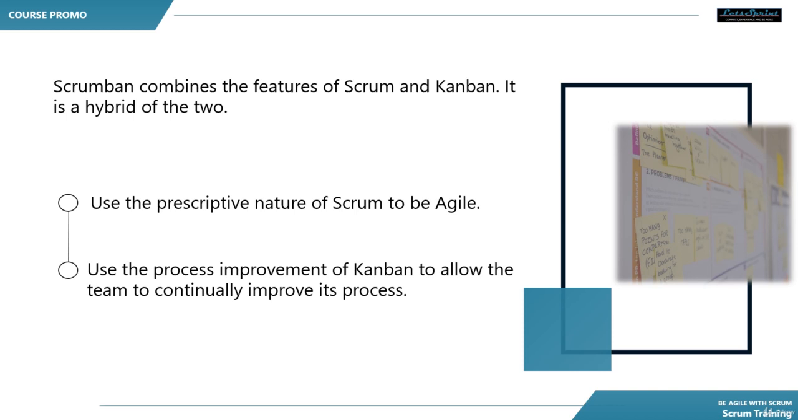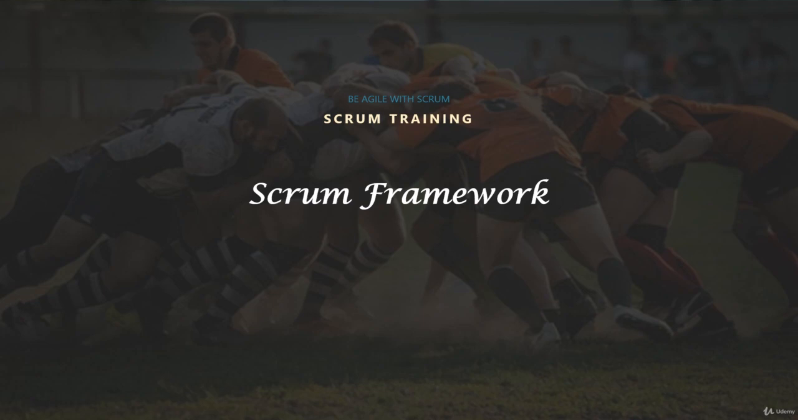Scrumban is a hybrid of Scrum and Kanban. It uses the prescriptive nature of Scrum and the process improvement of Kanban.